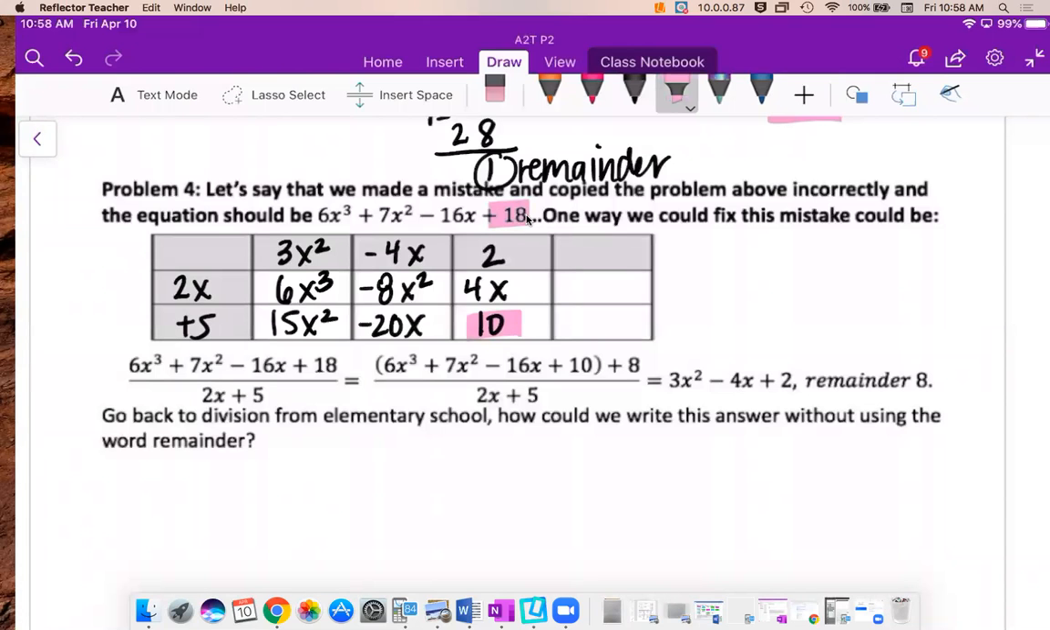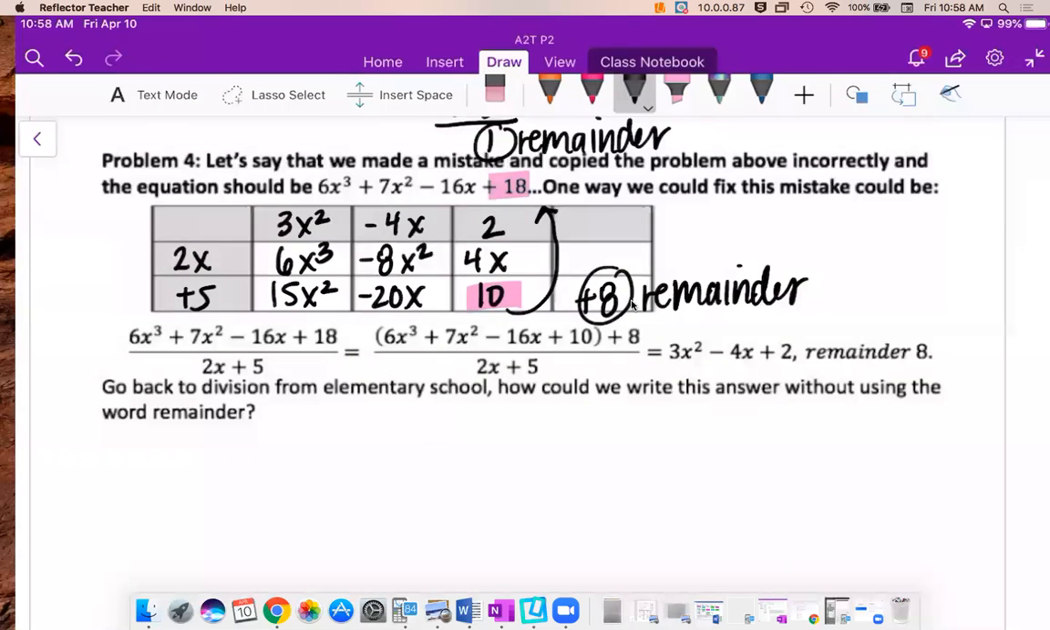So it's saying the easiest way to do this is just to think about how do I make 10 become 18? What do I actually do to 10 to make it become the number 18? Well, all you do is you add 8. So whatever you have to do right there becomes your remainder. And then the way we write our answer is we say, okay, I did this originally and I got this as an answer. So I know when I have this first problem divided by 2x plus 5, this becomes 3x squared minus 4x plus 2. But then I have that remainder of plus 8.